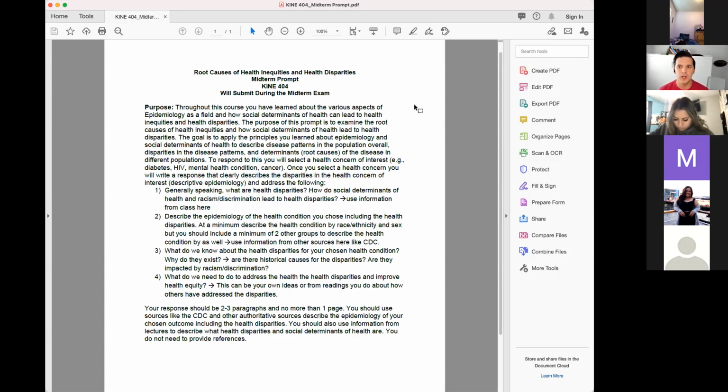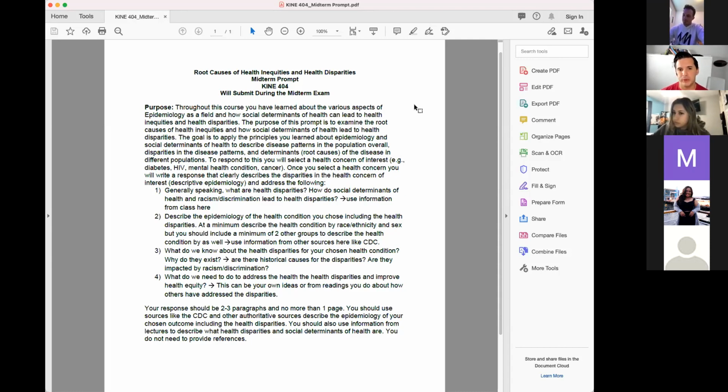Then you have to talk about health disparities. Do they exist? Why do they exist? So for example, if you choose HIV, we know that there are disparities in HIV infection by LGBTQ2S status. People who are a sexual and gender minority are more likely to be infected with HIV. So you have to describe that and then talk about why. What is going on and why do we see these disparities in the disease?